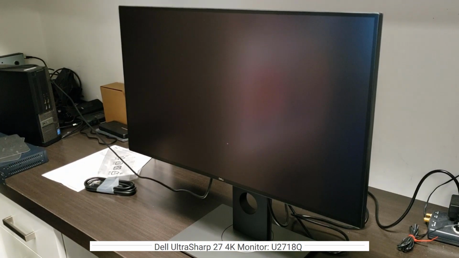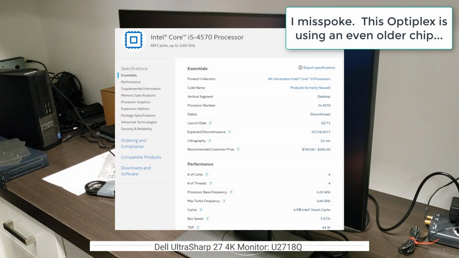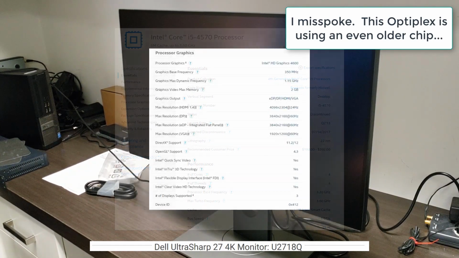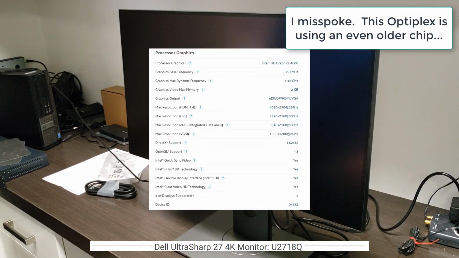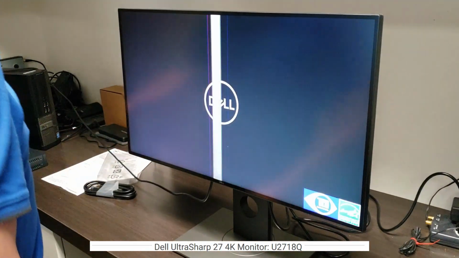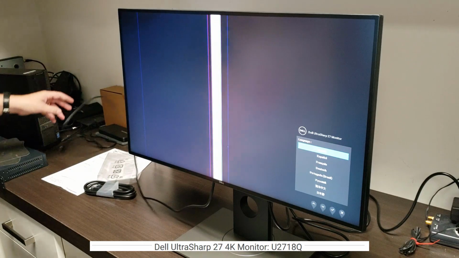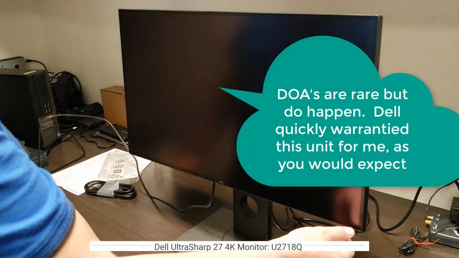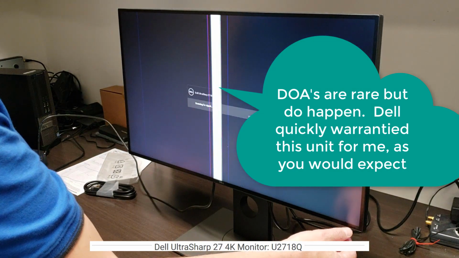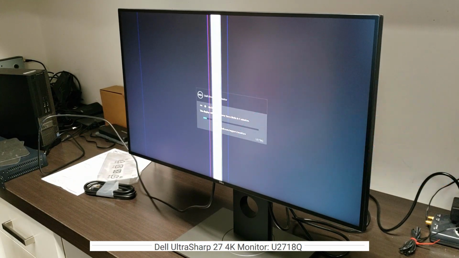Okay, so I've connected this U2718 to a very old Dell OptiPlex 9020 with an Intel HD 630 integrated video, which is about as low as it will get. So I'm going to power it up, which I think is the first button. Yes, it is. And that does not look good. Okay, so that's obviously not good. That's a DOA unit. Let's try another one and see what it's like.